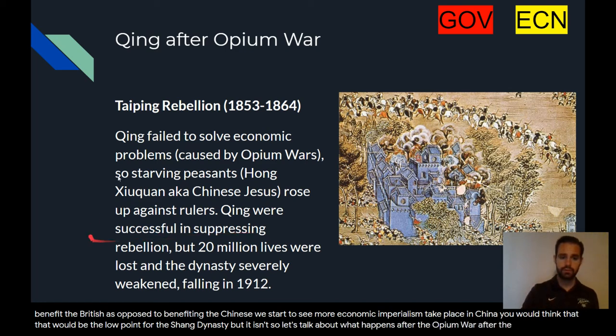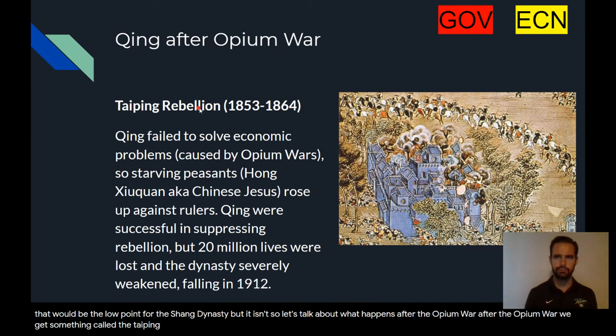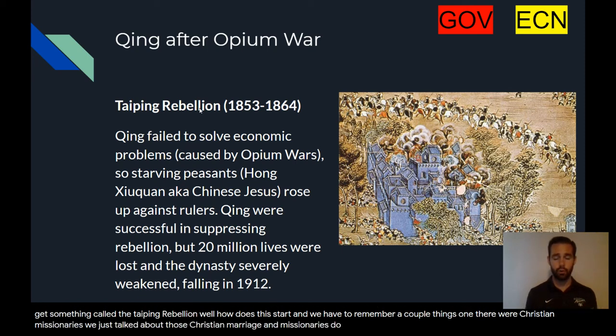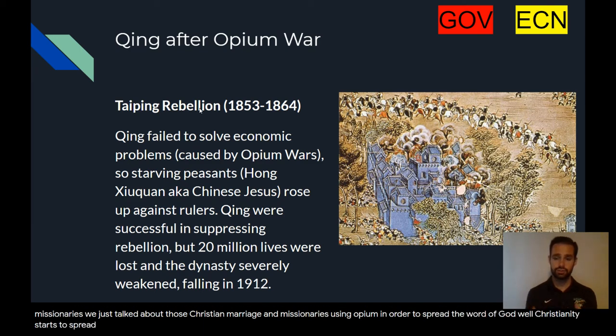After the Opium War, we get something called the Taiping Rebellion. Well, how does this start? We have to remember a couple things. One, there were Christian missionaries. We just talked about those Christian missionaries using opium in order to spread the word of God. Well, Christianity starts to spread in China.